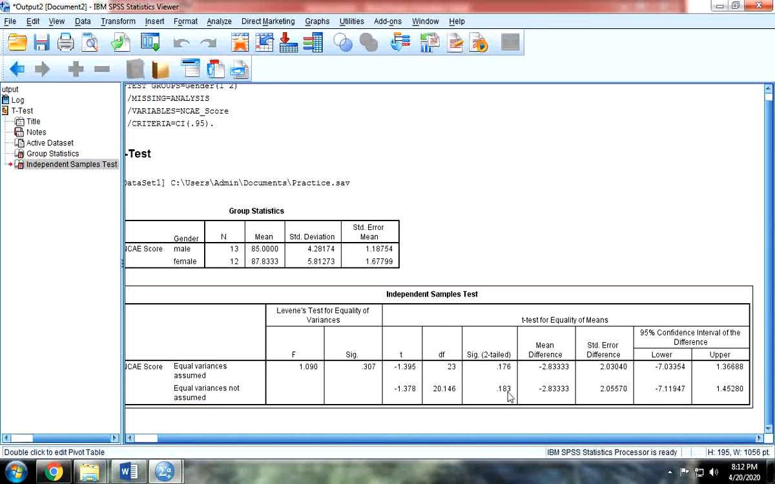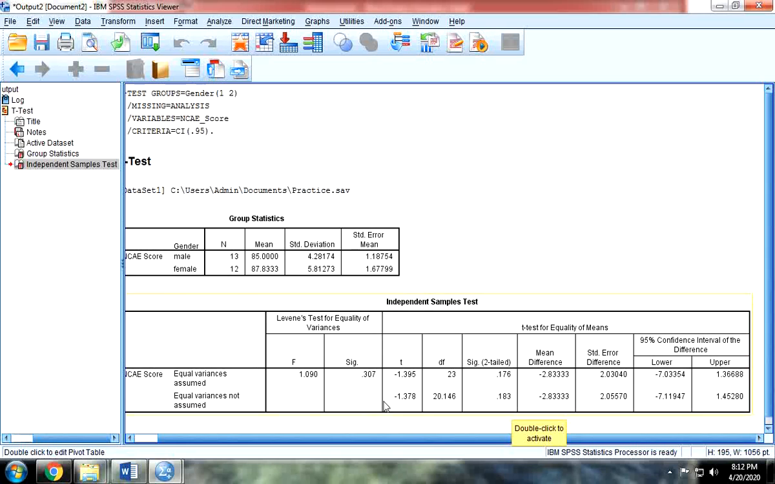Okay, our significance here is immediately 0.183. This is what we look at. Now what is our basis here? We go back to our level of significance, 0.05. If the value that comes out here is lower than 0.05, automatically there is a significant difference. Now, in this case, 0.183 is higher than 0.05, greater than 0.05, so there is no significant difference. Always remember that.